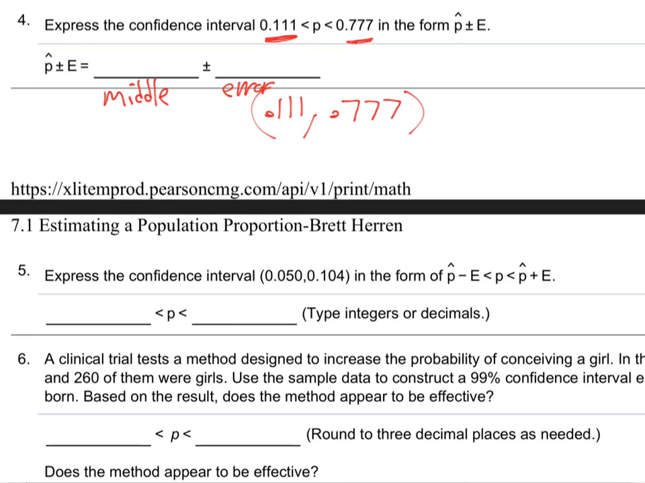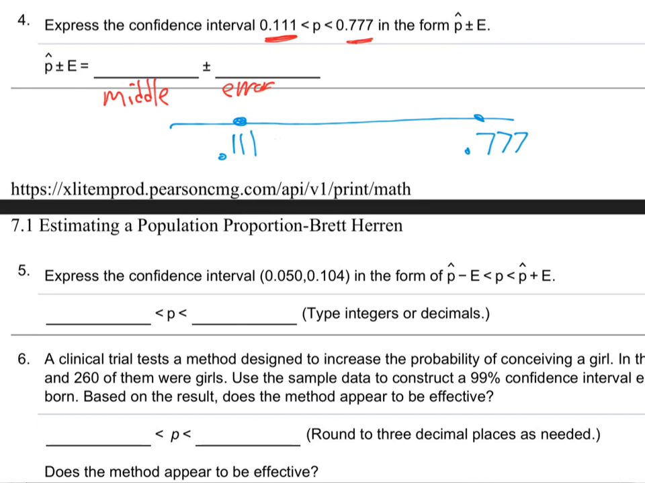So how do you find the middle? All they're giving me is the left edge and right edge. So imagine a number line. Let me put this on a number line. They're saying it goes from 0.111 to 0.777. There's some middle, which is called P hat. That's the average. How do you find the middle of two numbers? Add them and divide by 2. It's the average, huh? So first thing, to find the middle, you've got to add.